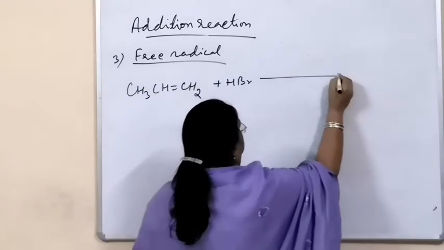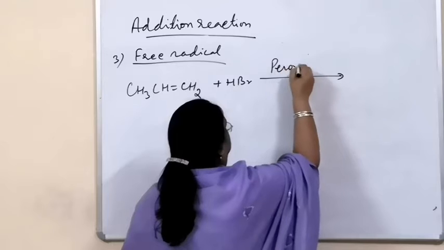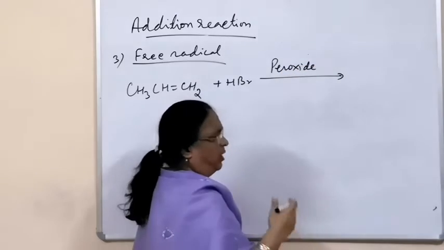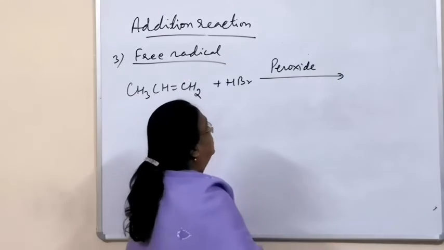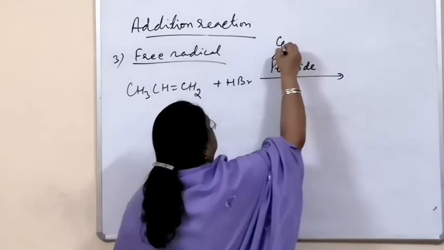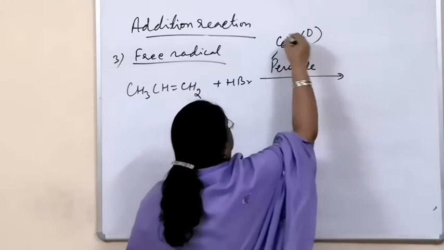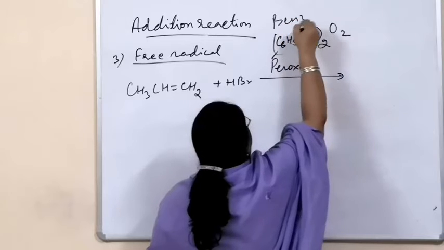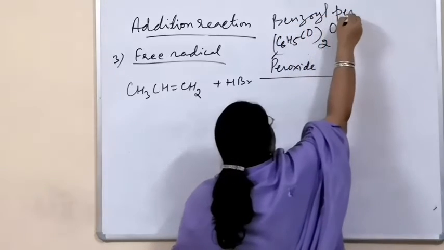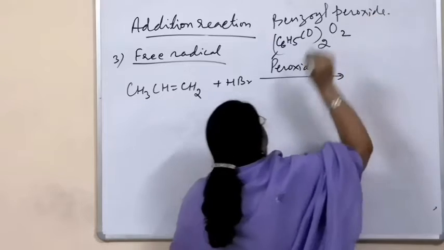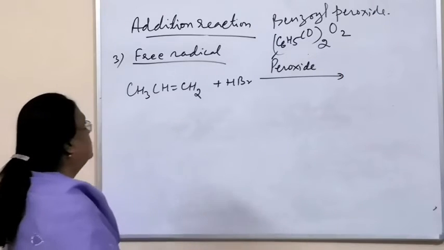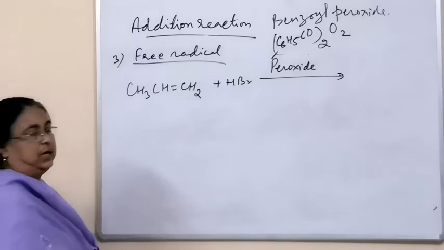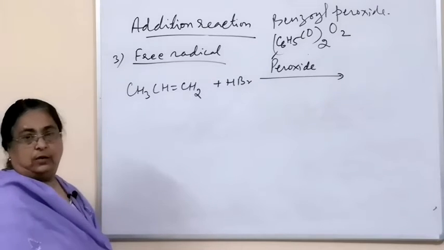If we take a peroxide here, if you get a word peroxide, this peroxide is not an ordinary peroxide like hydrogen peroxide. Instead, this peroxide is a benzoyl peroxide. So when peroxide is there, then the reaction will proceed according to anti-Markovnikov's rule.